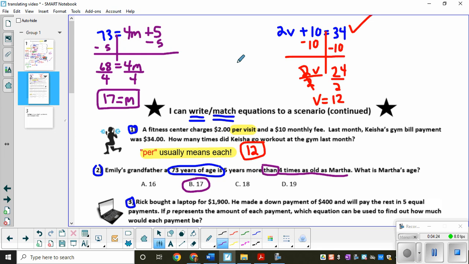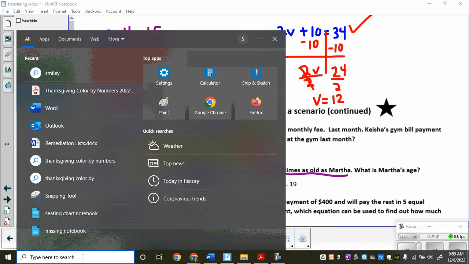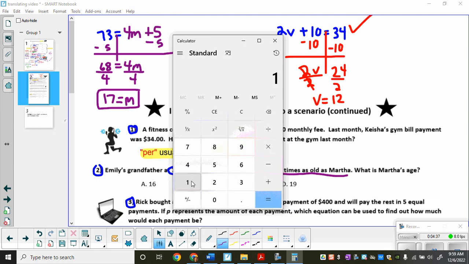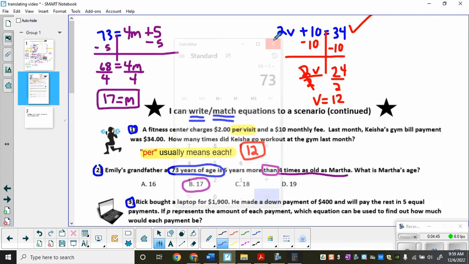Okay? If we want to check our work, we can basically say, let's do 4 times Martha's age. So 4 times 17. Let me get my calculator out. Here we go. So if we do Martha is 17 and we say 4 times that, now 5 more years, that's Emily's grandfather's age, 73.